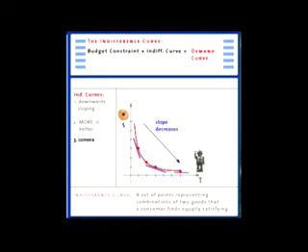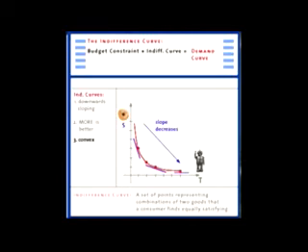Notice that the slope of the tangent line as we move down the indifference curve is getting flatter. The slope is decreasing. The line is getting flatter as we move down the curve. Well, that's just a mathematical statement about what convexity means. But actually, this convexity has an economic interpretation.